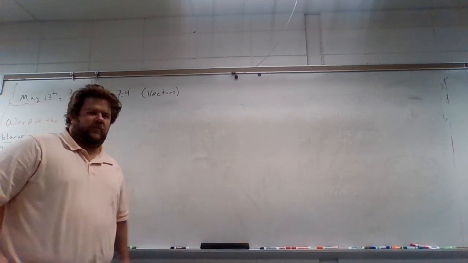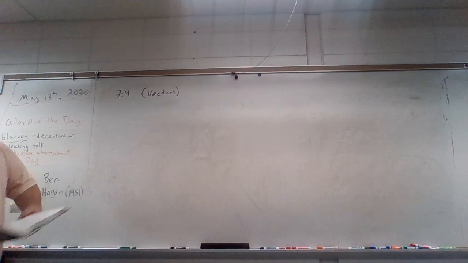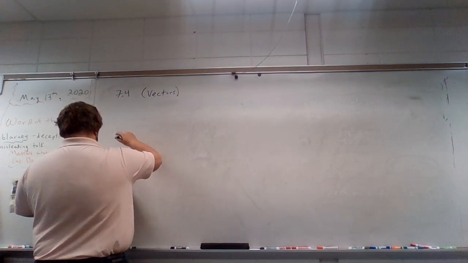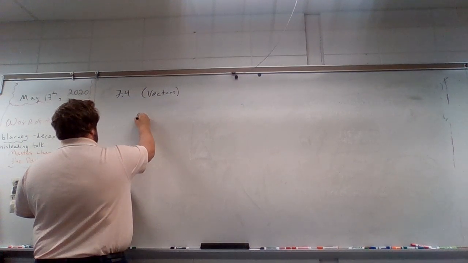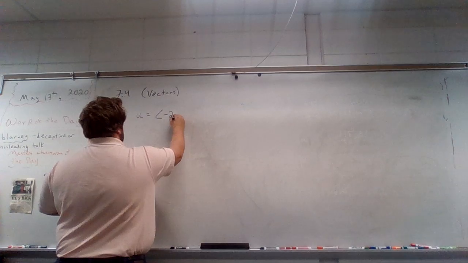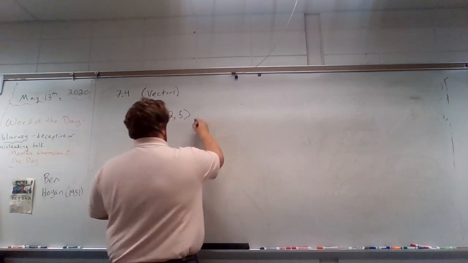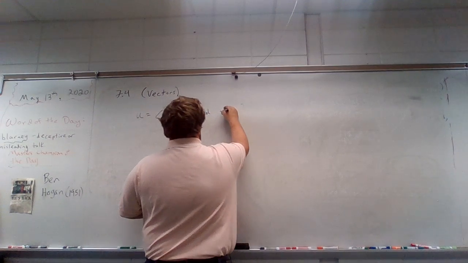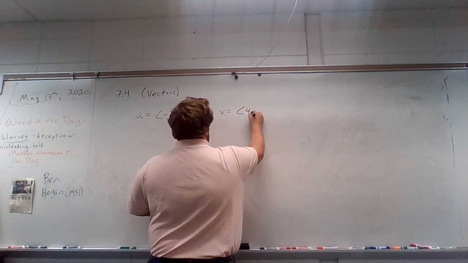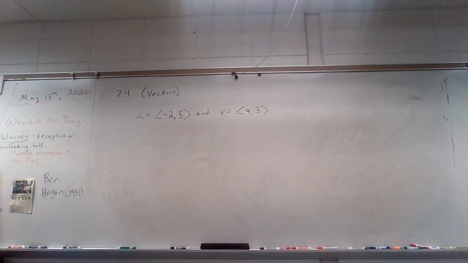All right, 7.4, part number 2. So just got some more problems that I want to do here. On this one, I've got u, the vector u, is say negative 2, 5. And our vector v is 4, 3. And then we're going to go through and compute a few of these.